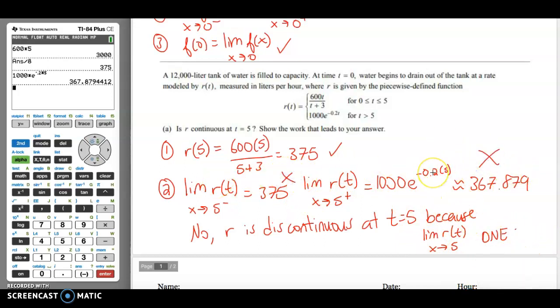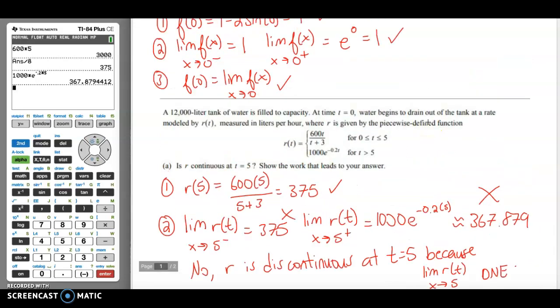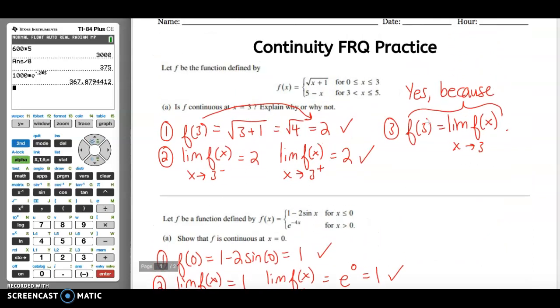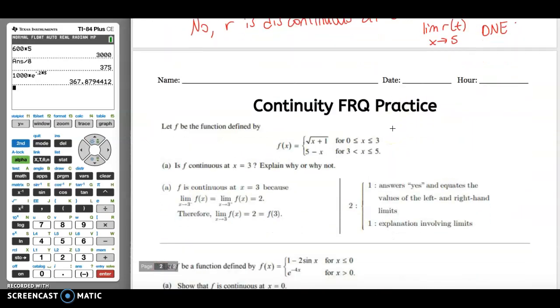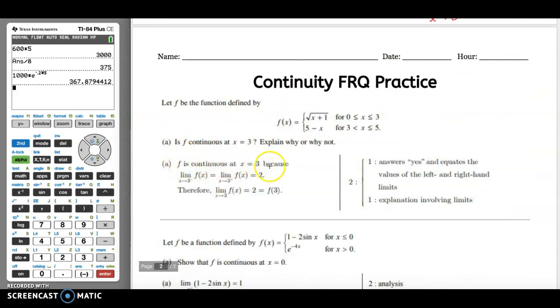Cool. All right, so now we've answered those FRQ questions, so now I'm going to show you what the grading looks like for them. For the first question, it was just, is f continuous at x equals 3, why or why not? So I went through and did my steps, and let's show you what they consider. Basically, f is continuous at x equals 3 because the left-hand limit equals the right-hand limit equals the value of 2, and that was what f of 3 actually equals.